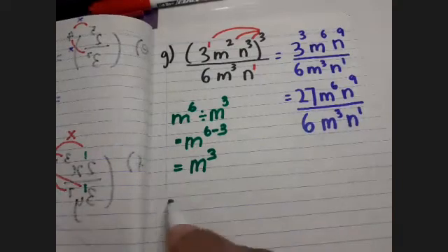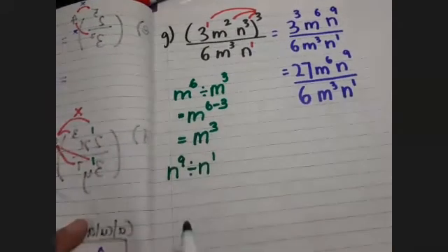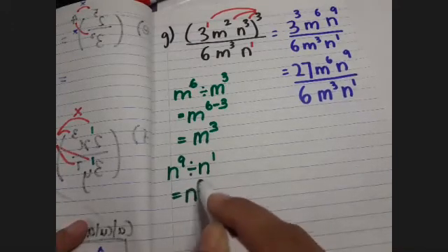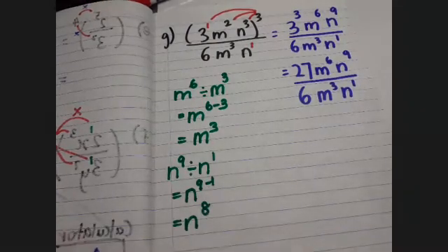N power of 9 divided by N power of 1. So the bases are same. So the index we can minus. So the answer is N power of 8.